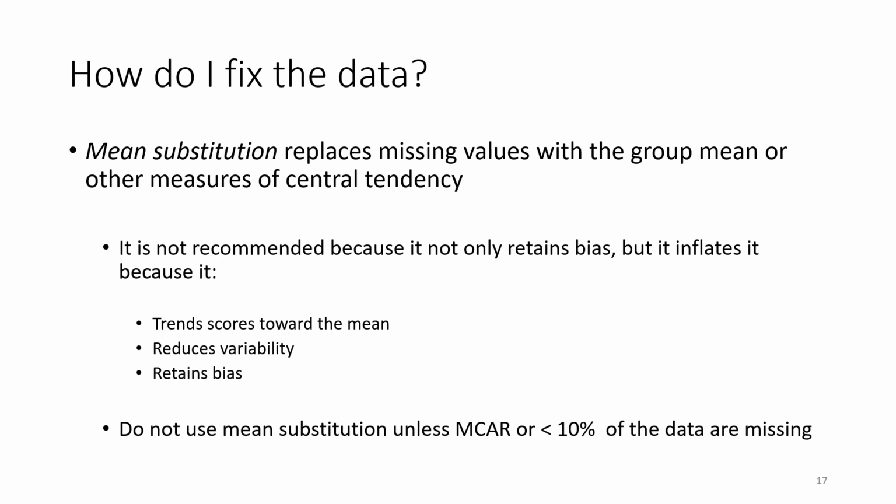So what I would say is do not use mean substitution unless your missingness is missing completely at random, or you have less than 10% of the data file that has missing data. But generally, I don't think this is a good approach because it reduces variability in scores. It inflates bias.